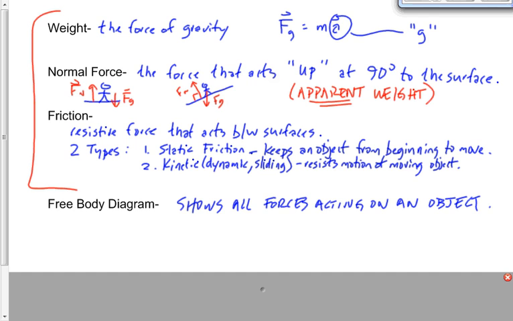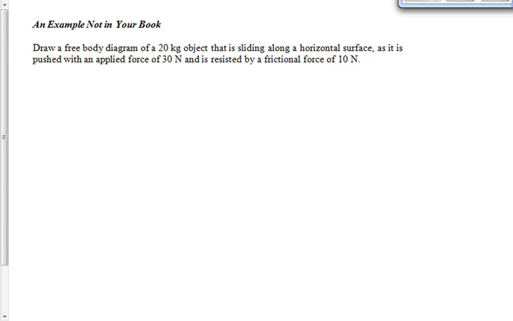Let's take a look at a little example here involving a free body diagram and several forces, including different types of forces that are acting here. The only one says, draw a free body diagram of a 20-kilogram object that's sliding on a horizontal surface as it's pushed with an applied force of 30 newtons and resisted by a frictional force of 10 newtons.